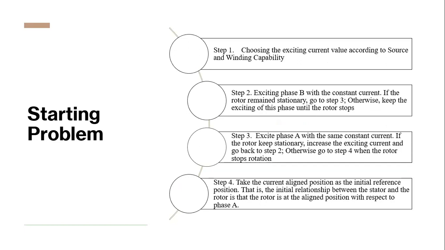But we have to excite phase B. This is a reference phase A. We have to choose this current, otherwise it will not be excited. We calculate the current value at once. After that, we have to go on.